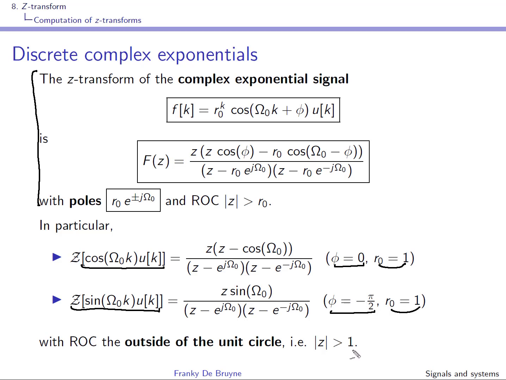And of course the region of convergence is outside the unit circle. You simply have to replace r0 by 1 over here. So again, you don't have to be able to find the z transform of this type of signal at the time of the exam, but you have to be able to make the link between this signal and the pole location.